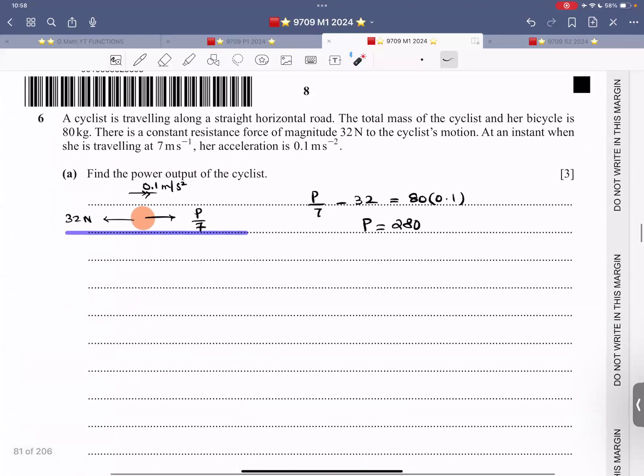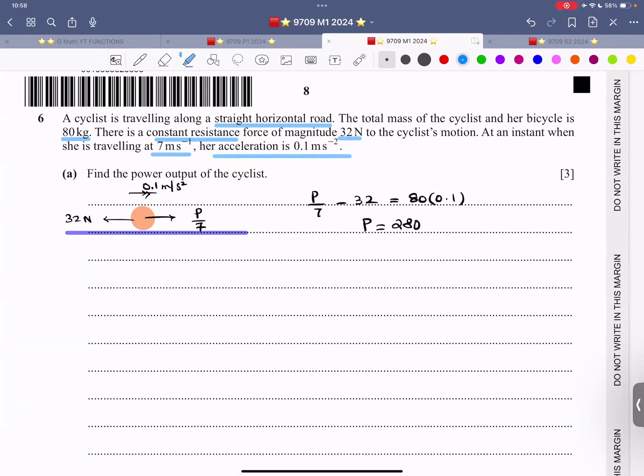Question number 6. A cyclist is traveling along a straight horizontal road. It's a straight road. The total mass of cyclist and bike is 80 kg. There is a constant resistive force of magnitude 32 Newton. At the instant when she is traveling at 7 meters per second, her acceleration is 0.1. Find the power output of the cyclist. So this is a simple application of resultant force equals mass into acceleration. Now we know that force is equal to power divided by speed.